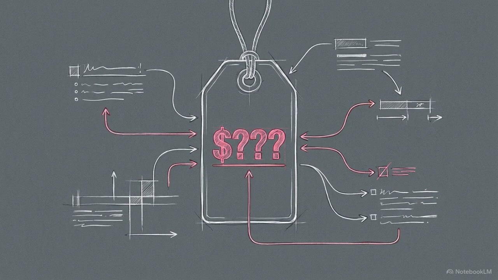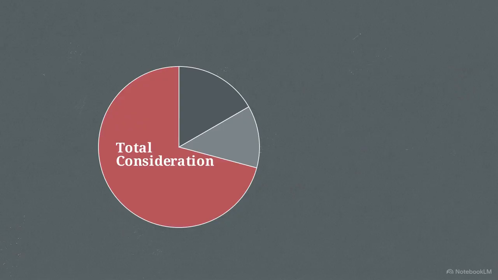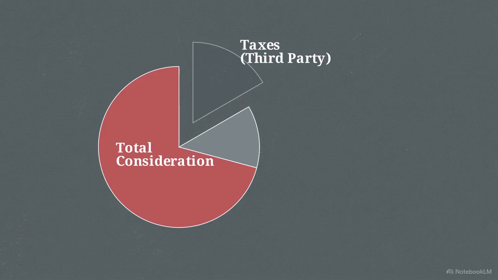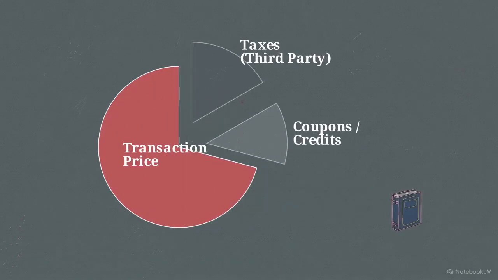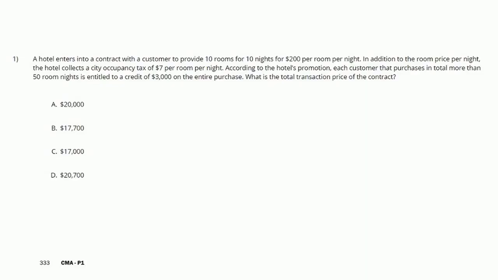Step 3 determines the transaction price. This involves more than just reading the sticker price on the invoice. The total consideration requires 2 primary adjustments. Accountants must exclude amounts collected on behalf of third parties, like sales taxes, and adjust for variable consideration, such as coupons or credits. We can apply this to a specific case.